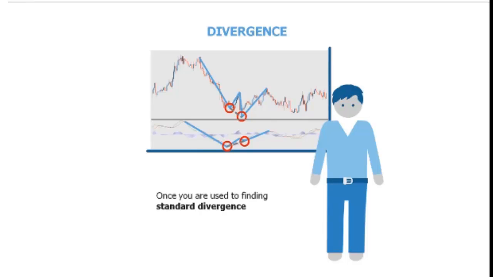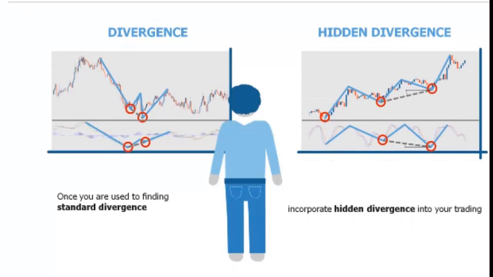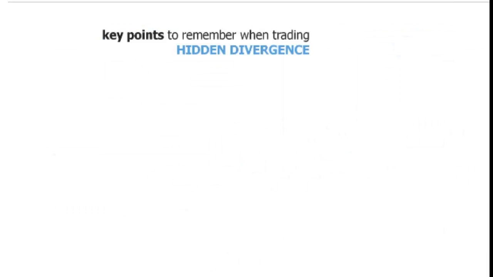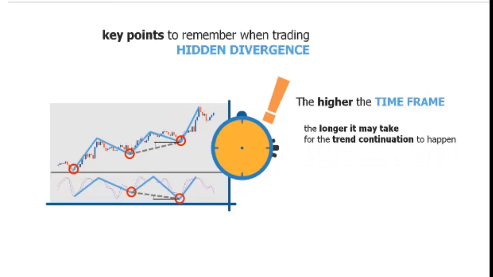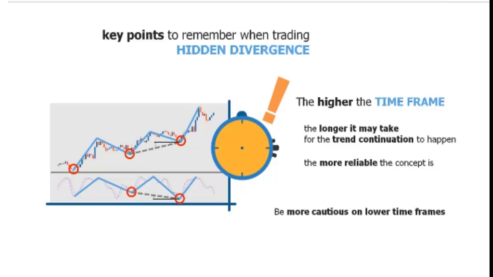For one, the time period is relative. The higher the time frame you observe hidden divergence on, the longer it may take for the trend continuation to actually happen. Secondly, the higher the time frame, the more reliable the concept is. This is not to say that hidden divergence cannot be used on lower time frames, but it pays to be a little more cautious. Hidden divergence can be helpful in preparing to enter into a trend early on, but it must be combined with a strategy defining the entry, stop loss, and profit target.